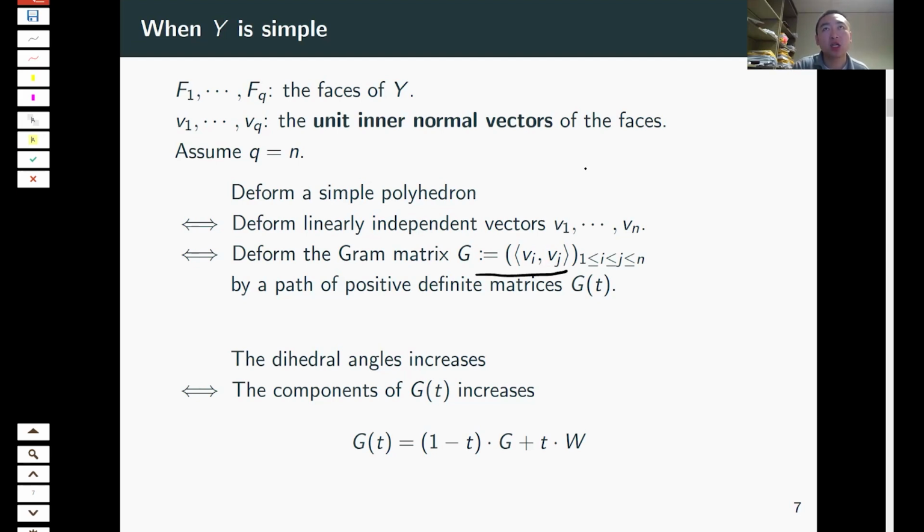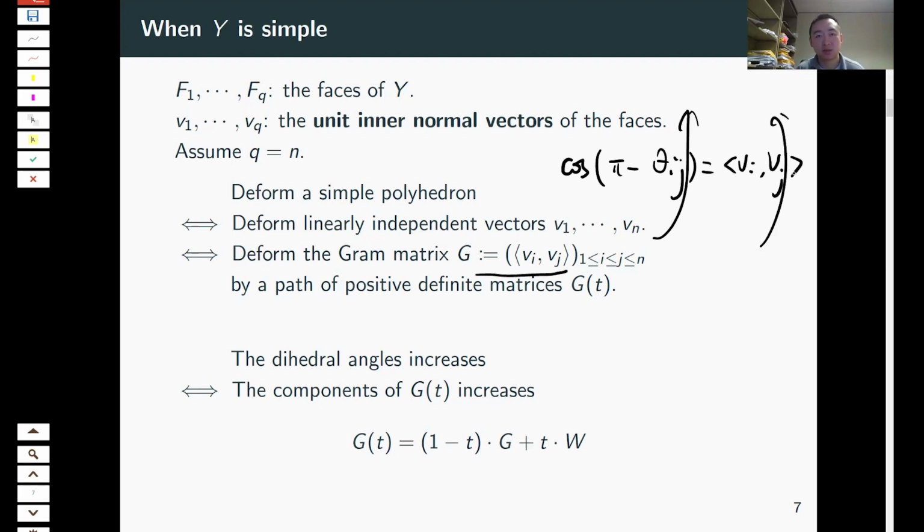Now, our condition on dihedral angles actually gives a condition on Gram matrices. So we have a very nice formula: cosine of pi minus theta ij is equal to the inner product of vi and vj. So this means that we want to increase the dihedral angles. Equivalently, we're just going to increase inner products.